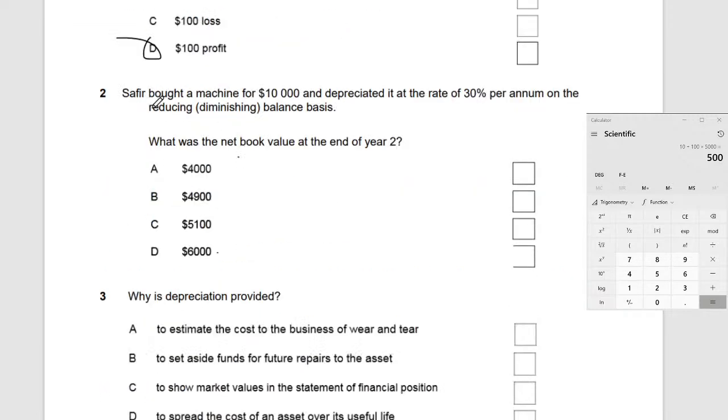The answer is D. The next one says software bought a machine for $10,000 and depreciated at the rate of 30% per annum on the reducing balance. So this time it is reducing balance. Let's see now how we can do the reducing balance.